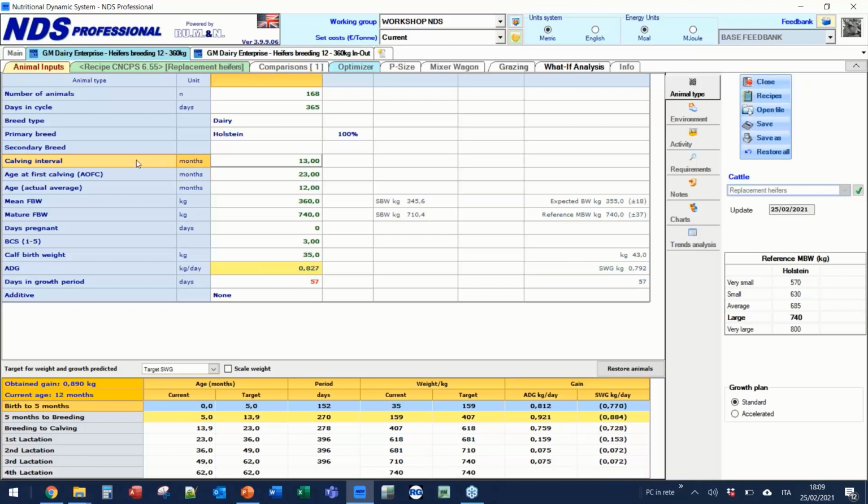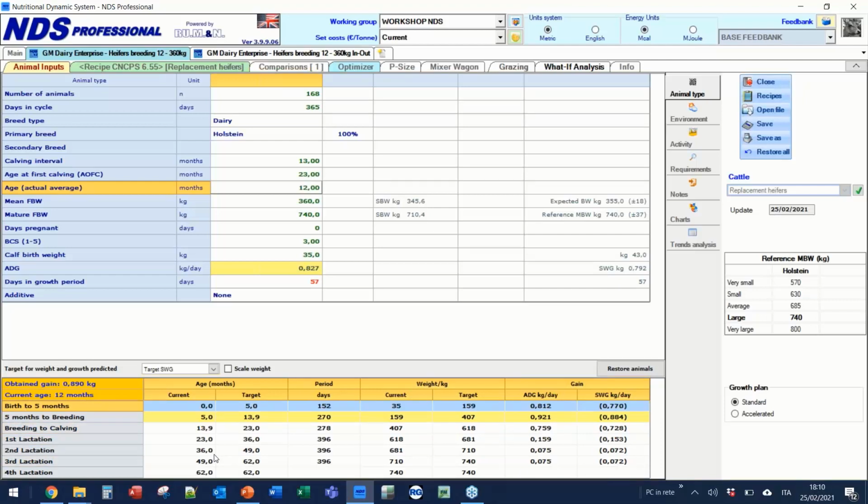We need to include calving interval for the whole herd, the age at first calving, that is the current age at first calving we are getting right now in our herd, and we need the current average for the group we are feeding. This information allows us to define the target growth system that you can see in the bottom section of this screen.